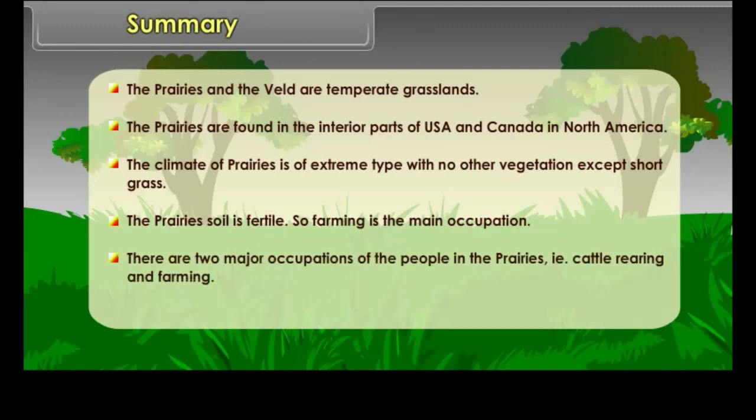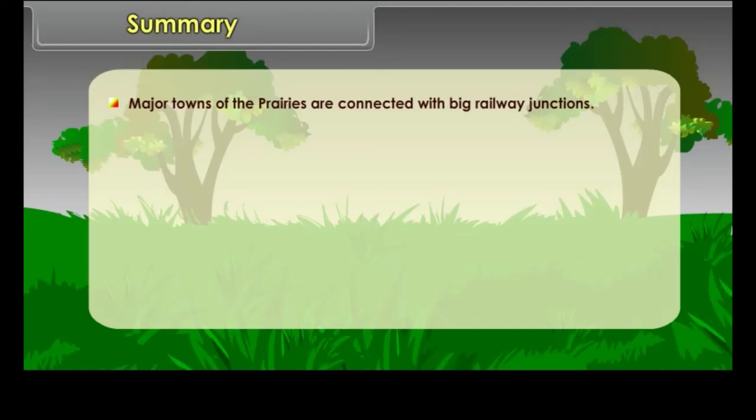There are two major occupations of the people in the prairies, that is, cattle rearing and farming. Wheat farming is the main agricultural activity on the prairie land. Major towns of the prairies are connected with big railway junctions.